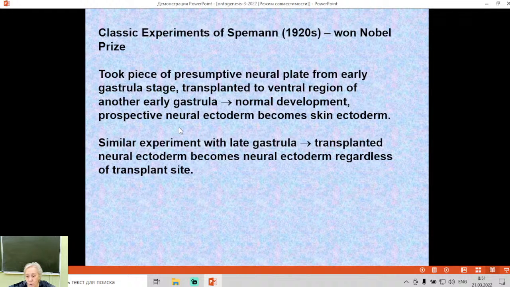The classic experiment of Spemann won the Nobel Prize. Spemann took a piece of presumptive neural plate from an early gastrula stage and transplanted it to the ventral region of another early gastrula. As a result, normal development. Prospective neural ectoderm becomes skin ectoderm.